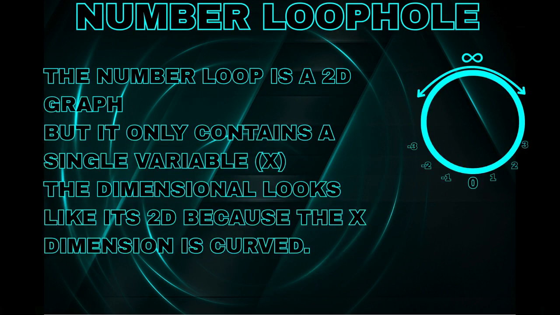The number loop is a 2D graph, but it only contains a single variable, x. The dimension looks like it's 2D because the x dimension is curved from a straight line to a loop. So this begs the question: how is there a two-dimensional graph with only a single variable?